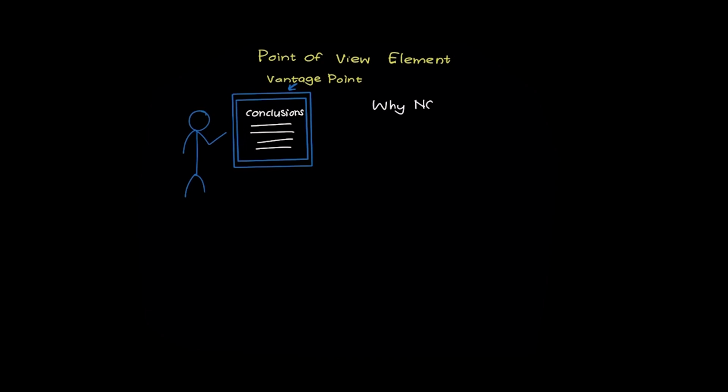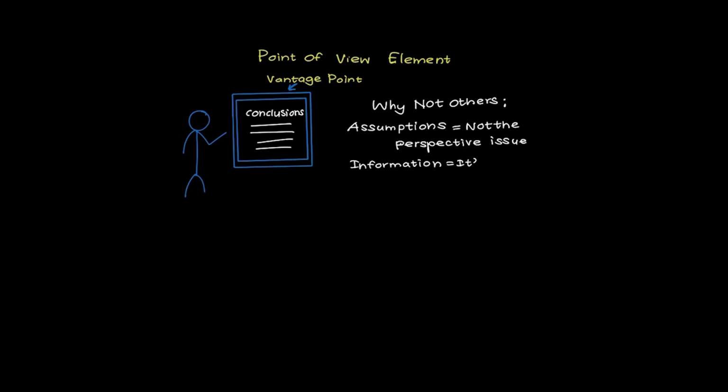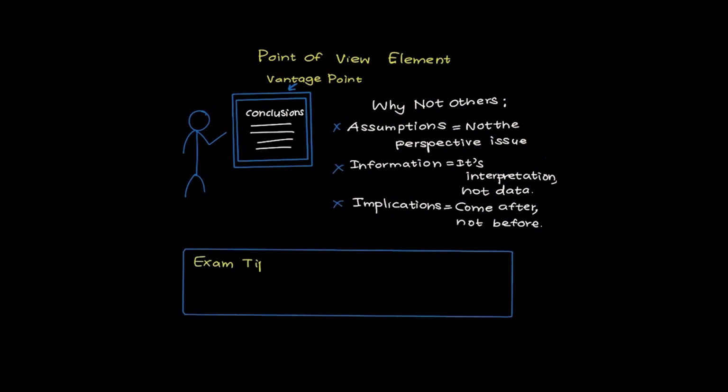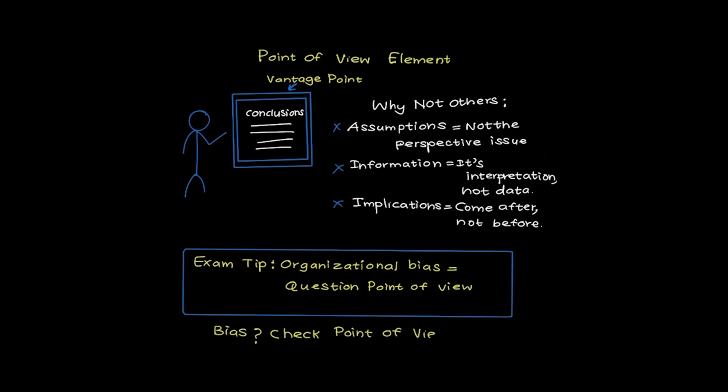While assumptions matter, the described bias relates most to the perspective shaping her interpretation. Information sources are relevant, but the core issue is her vantage point, not the data itself. Implications follow from conclusions rather than causing the bias. She needs to examine her viewpoint before reaching conclusions. Here's a WGU D265 OA exam tip for you. When bias seems tied to whose interests benefit, question the point of view element. Quick recall hook: bias in conclusions? Check your point of view.